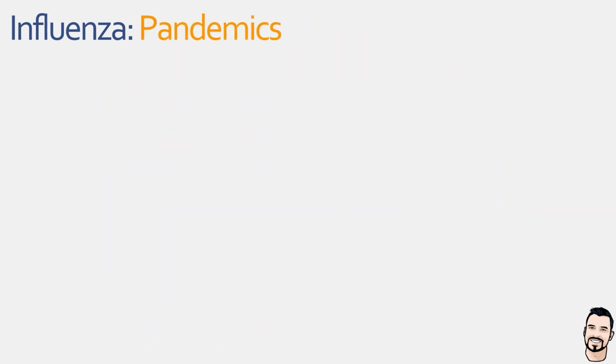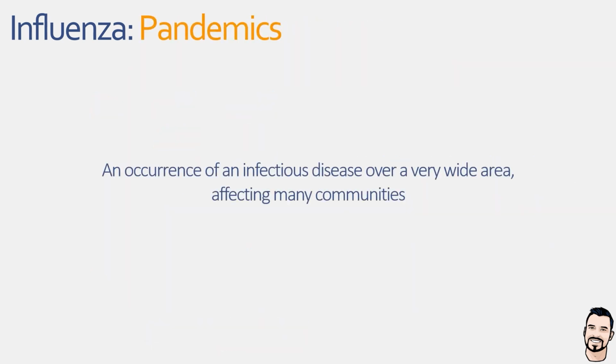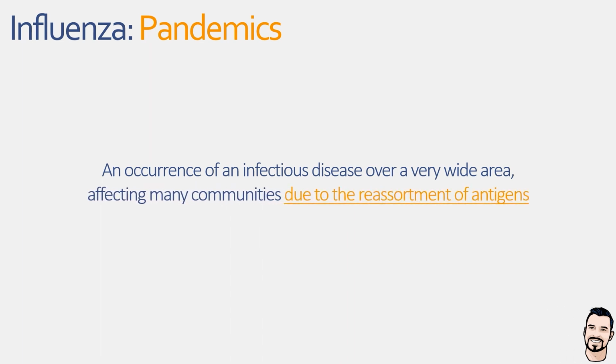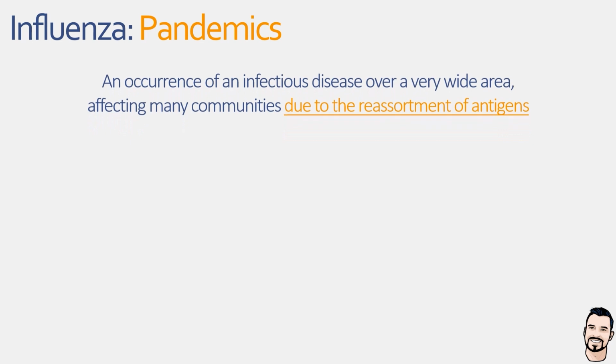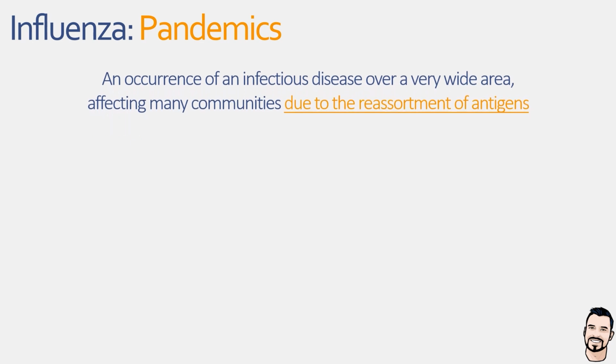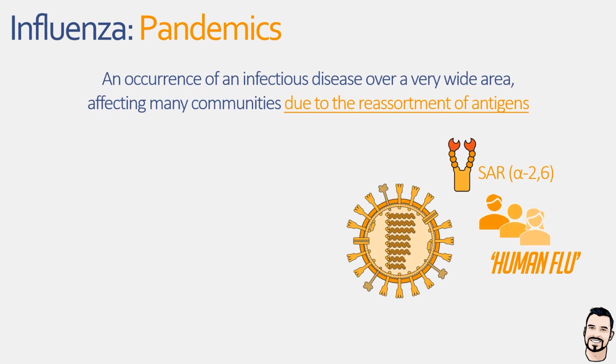And for those that don't know, a pandemic is an occurrence of an infectious disease over a wide area affecting many communities within a specific time period. And for our influenza virus, pandemic influenza is the result of what we call a reassortment event, where different antigens are packaged into the virus, creating a novel subtype not seen before. And so to visualize this, here we have an influenza A virus that infects humans.